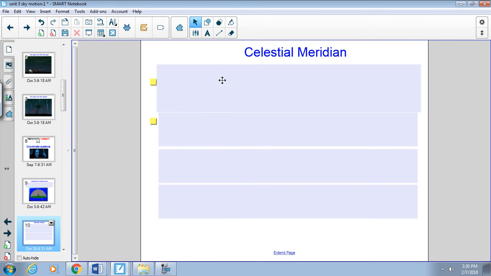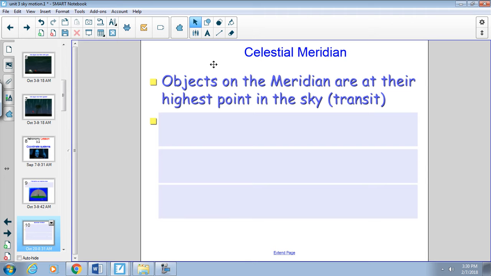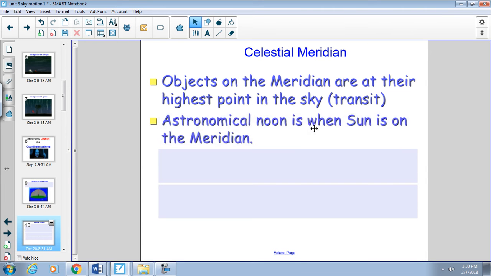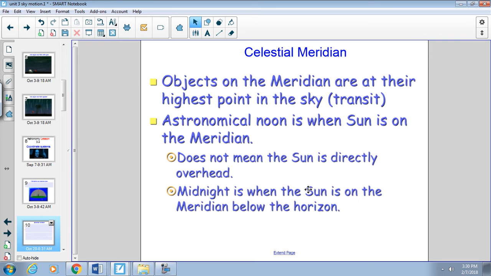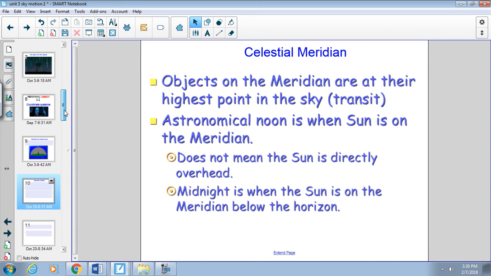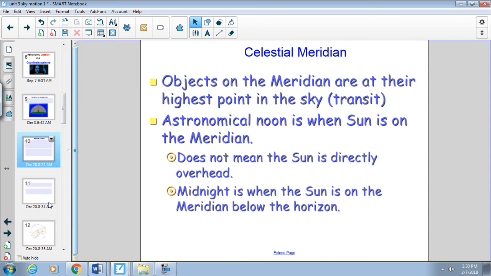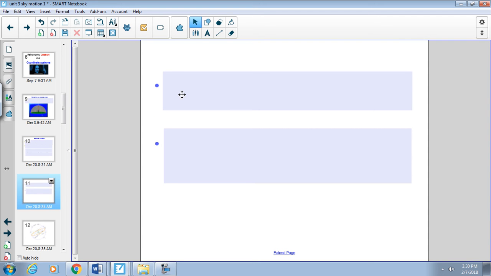Some things you should know about the celestial meridian. First, the objects on the meridian are what we call in transit. Astronomical noon is when the sun is on the meridian, and astronomical midnight is when it is on the meridian but below the horizon. Just because it's astronomical noon does not mean that the sun is directly overhead. It depends on the season in order for that to occur, and we'll talk more about that when we talk about annual motion. All right, so moving on.